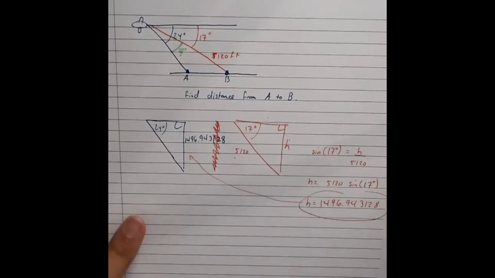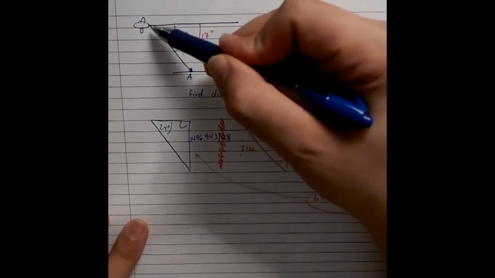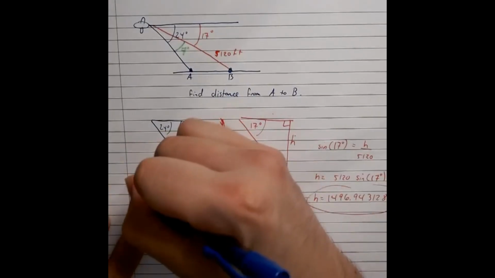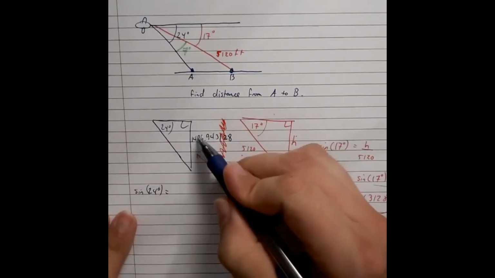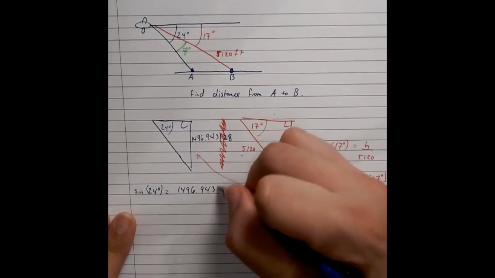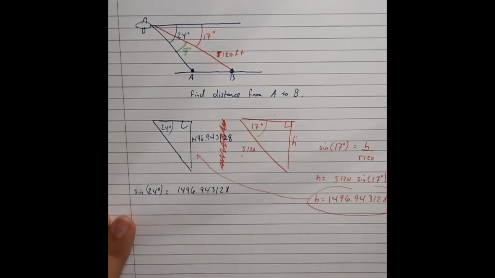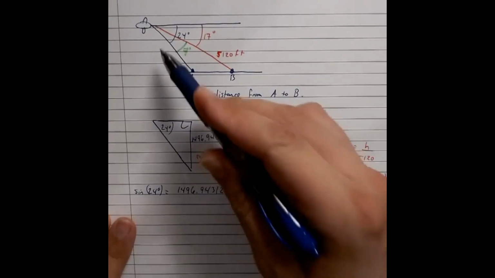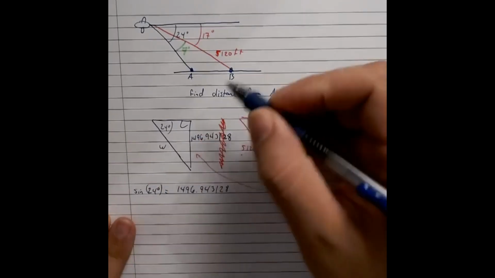Oh, but I can just pull the same trick because I know the side opposite, and if I can figure out this hypotenuse, that'll figure out this side. Okay, so then the sine of 24 degrees is equal to the side opposite, which is 1496.943128, over this hypotenuse, which I'll call, since I already used h for something, w, because why not?